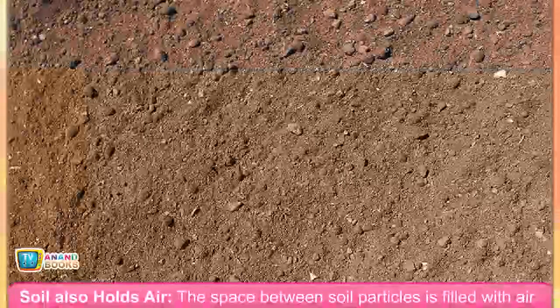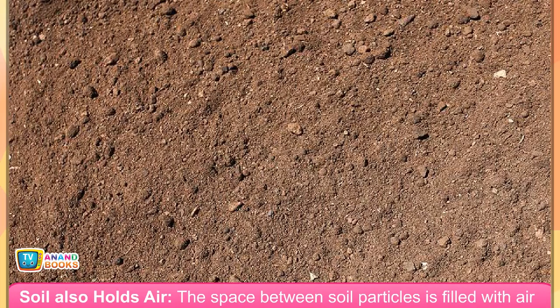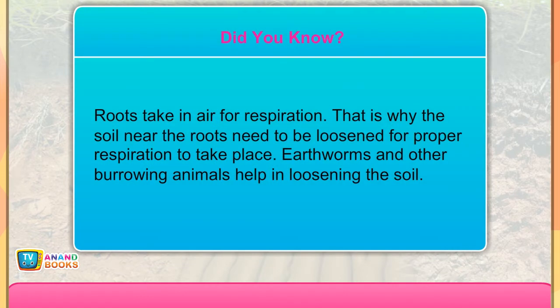Soil also holds air. The space between soil particles is filled with air, which is used by soil organisms to respire. Plant roots also use this air. Did you know? Roots take in air for respiration. That is why the soil near the roots needs to be loosened for proper respiration to take place. Earthworms and other burrowing animals help in loosening the soil.